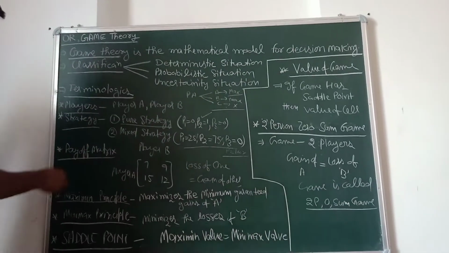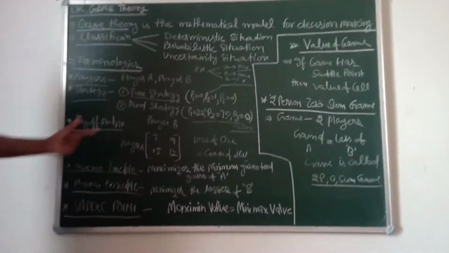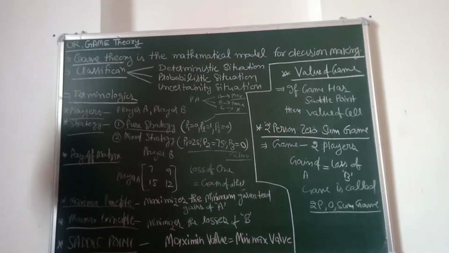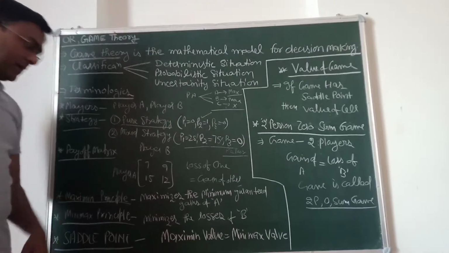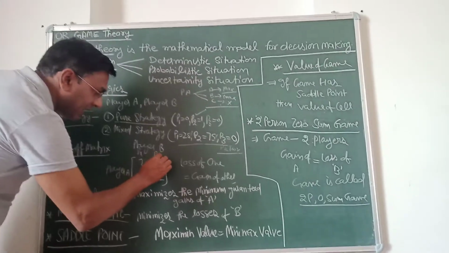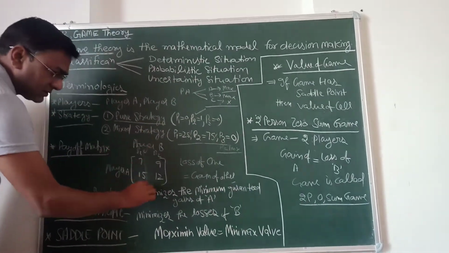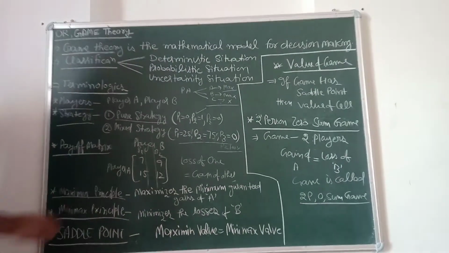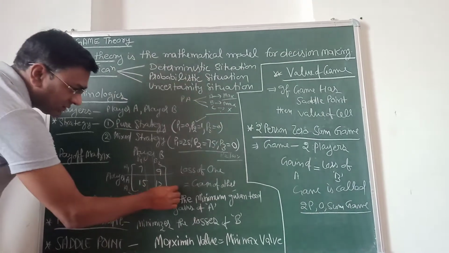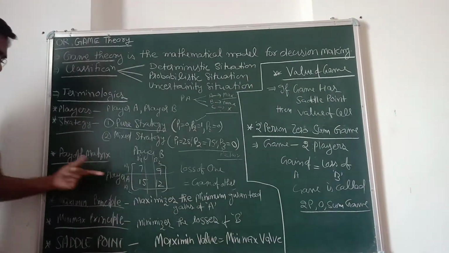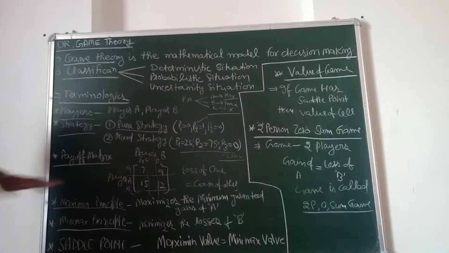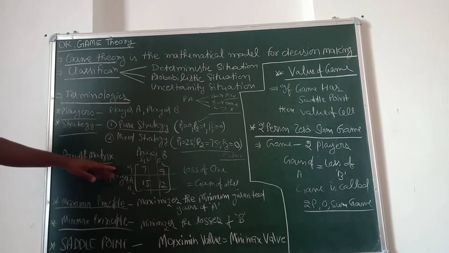Okay, now the third one is the payoff matrix. As we know, we have two players, one on the winning side and the other on the losing side. So this is player B and this is player A, and this is the payoff matrix. For example, player B has two options, he can use either strategy 1 or strategy 2. Similarly, player A also has two strategies, for example strategy A1 and strategy A2. So this is a matrix which shows the strategies available for players A and B.